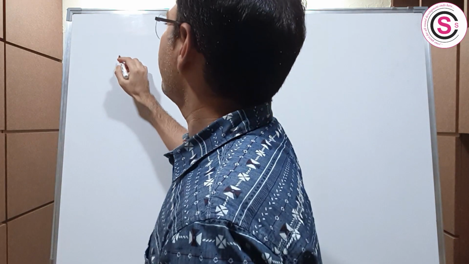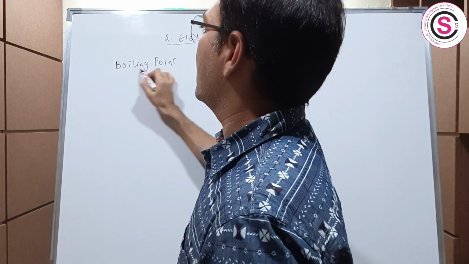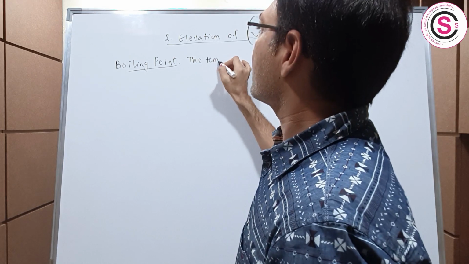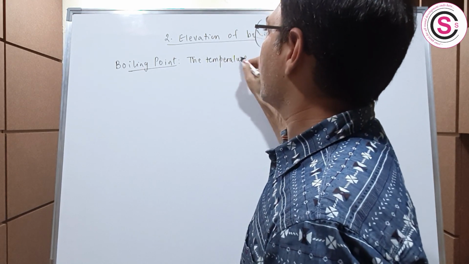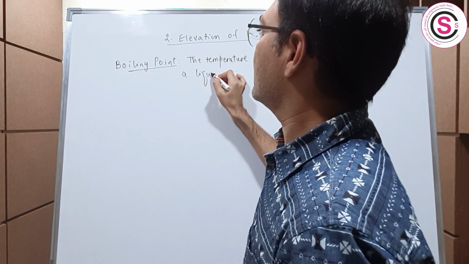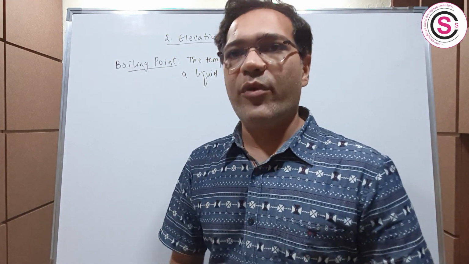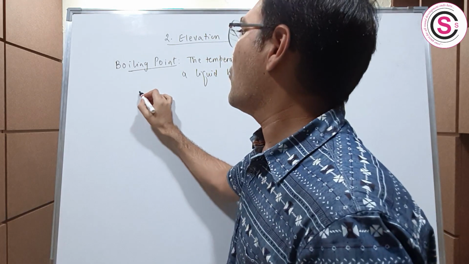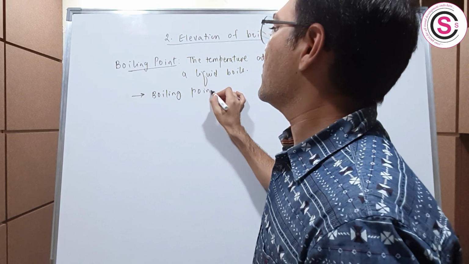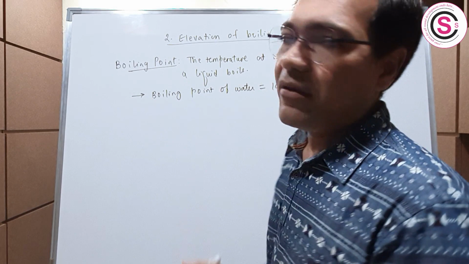Correct? So boiling point. Students, boiling point is nothing but the temperature at which a liquid boils. Right? Students, that is the temperature at which a liquid boils. Now, we say that the boiling point of water is 100 degrees Celsius. Right?